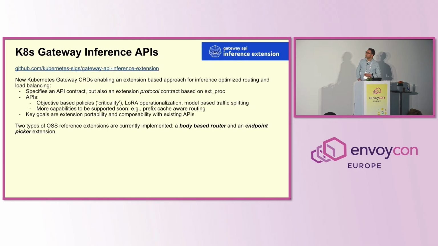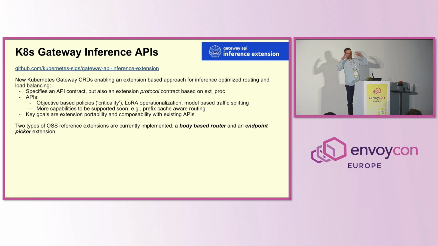Okay. So now that we've gone over this architecture and the pattern, right, I wanted to provide a concrete example of how we're leveraging this for a solution to users. There's an open source project right now that's being incubated in the Kubernetes serving working group to enhance the Kubernetes gateway APIs, which are the abstractions in Kubernetes for load balancers, to provide an extension-based approach for inference-optimized routing and load balancing, right?